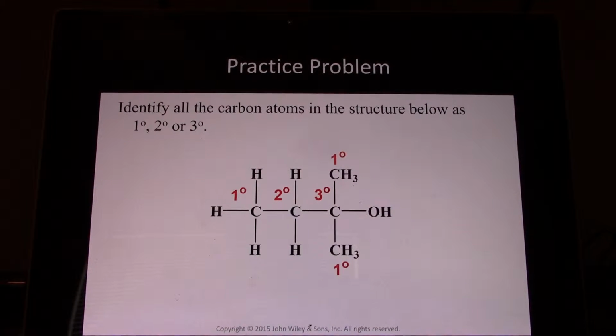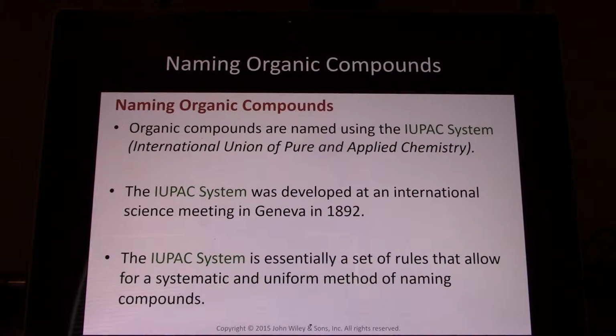The edge ones, again, are just attached to 1 carbon, so both of them are primary carbons. So primary carbons are only attached to 1 other carbon. Secondary carbons are attached to 2 carbons. And tertiary carbons are attached to 3 carbons.